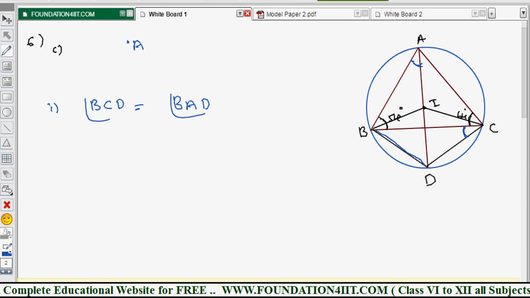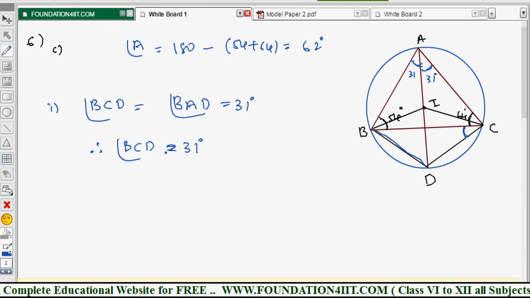So for angle A, that is 180 minus the sum of 54 plus 64. 54 plus 64, then we get angle BAC, that is 62 degrees. And that is divided into two parts because it is bisected. So this is 31 and this 31. Then this is also angle 31 degrees. Therefore, angle BCD is equal to 31 degrees, right?